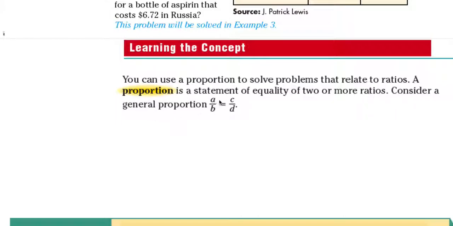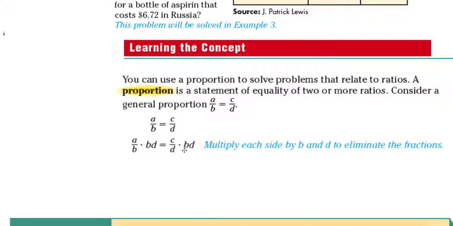Consider the general proportion A over B equals C over D. This is a proportion because it is a statement of equality. The equal sign joins 2 or more ratios. That's one ratio, and that's another ratio. Let's copy that down: A over B equals C over D. If we multiply each side by BD, to eliminate the fractions, we end up with AD equals CB.